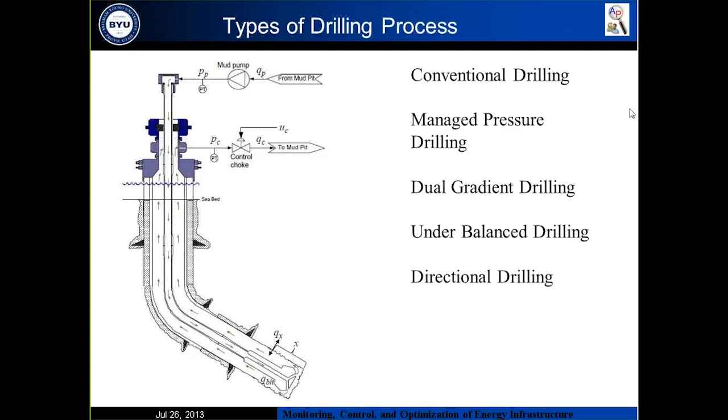And we have also underbalance drilling. Usually in the drilling process, they try to keep the pressure in the wellbore higher than the pressure in the formation, so they don't let the formation fluid come inside the annulus. But another type of drilling is underbalance. In underbalance, they try to keep the pressure in the wellbore a little less than the formation. This way, they don't let the mud flow inside the formation and damage it. It is a little more dangerous, but it is advanced. Another type is directional drilling, which is mostly used for drilling horizontal wells.